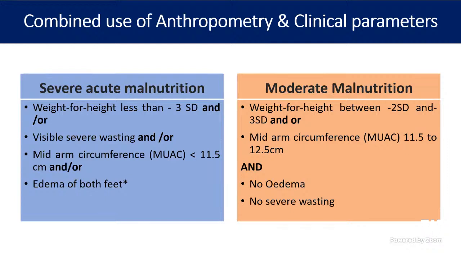That is a severe malnutrition. But what is moderate malnutrition? Where we see the height and weight is between -2 to -3 standard deviation, and the mid-arm circumference is between 11.5 to 12.5 centimeters. Below 11.5 we will call it severe malnutrition, but between 11.5 to 12.5 we will call it moderate malnutrition. And in these children there will be no edema or severe wasting.